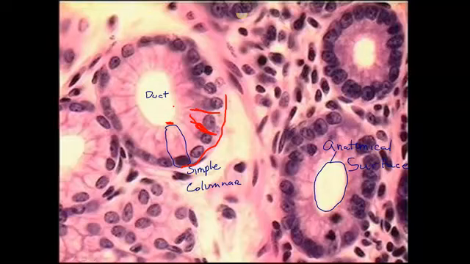The non-ciliated, because columnar cells can be ciliated or non-ciliated, and they can also have villi and microvilli. But the non-ciliated type line the digestive tract and the gallbladder, and the ciliated type line the small bronchi, the uterine tubes, and some regions of the uterus.